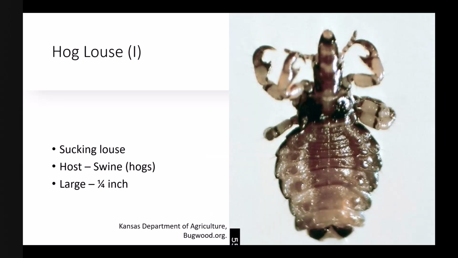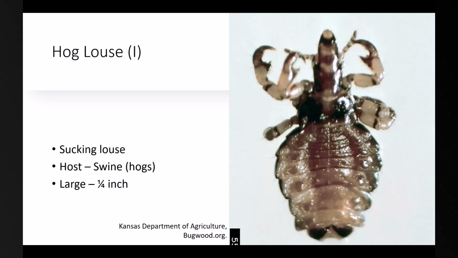Intermediates and seniors also need to know the hog louse. This is a sucking louse. It's a very large louse, about 1/4 of an inch long, with big claws to hang on to the hair. The head is thinner than the rest of the body, so that's why I know it has the piercing, sucking, haustellate mouthparts. And the host for these is going to be swine. Hogs are a type of swine.